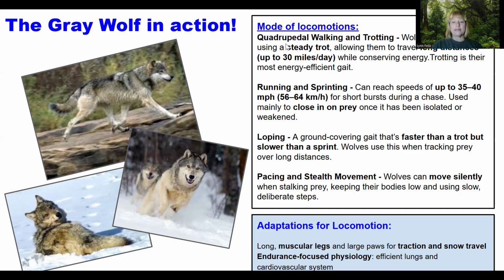And then finally, pacing and stealthy movement. Wolves can move silently when stalking, keeping their bodies low and using slow, deliberate steps. So adaptations for locomotion: long muscular legs and large paws for traction and snow travel, endurance-focused physiology, efficient lungs, and the cardiovascular system.